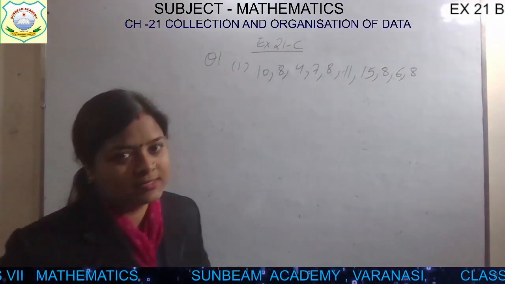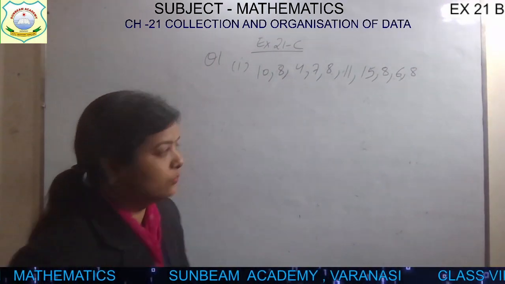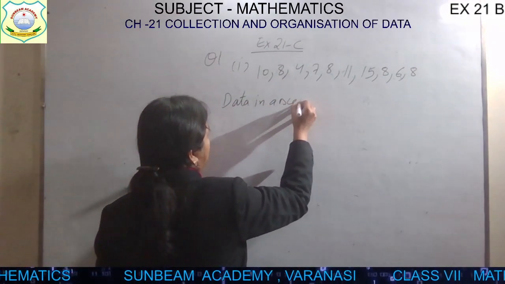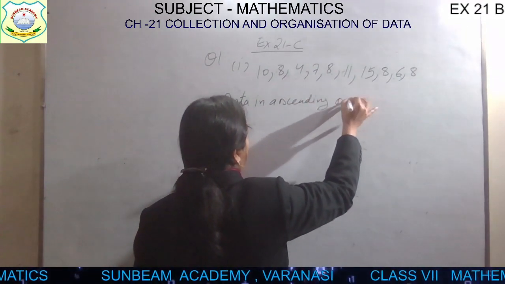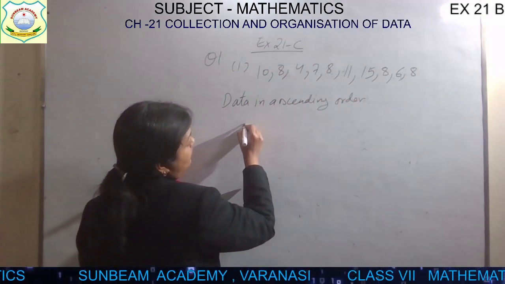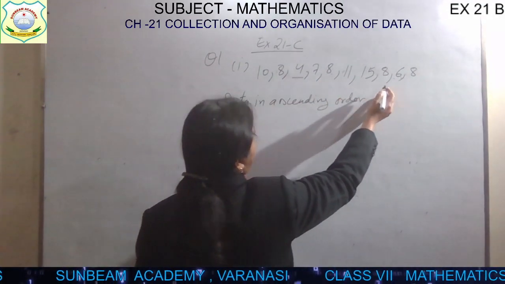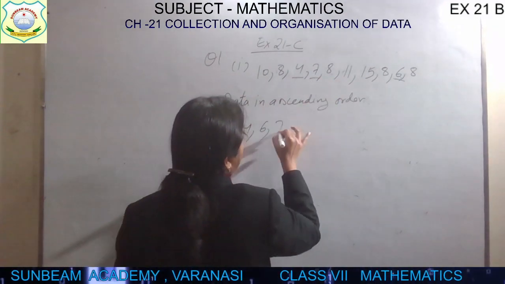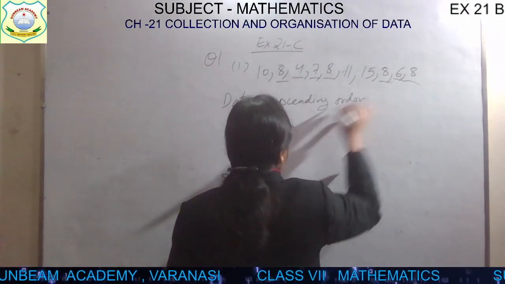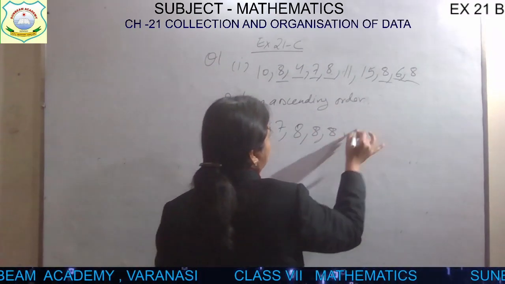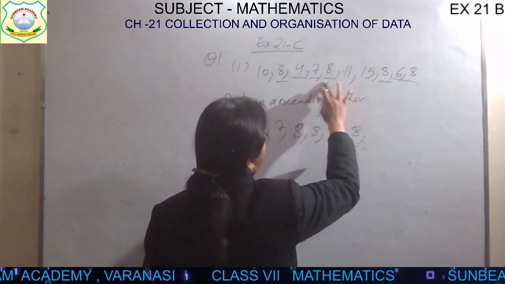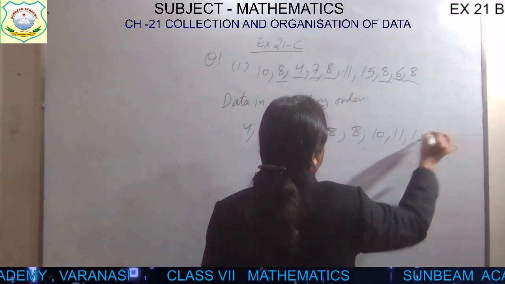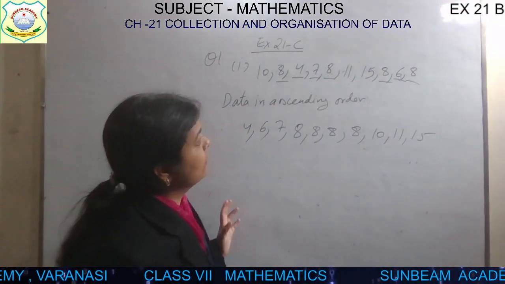Clearly after writing you can see which one is the mode, but still we have to write the data in ascending order. The smallest one is 4, then 6, isn't it? After 6 it is 7, and then 8. 1, 2, 3 and 4 times 8 occurs. Then 9 is not there, so 10, 11 and 15. So all we have written, isn't it?